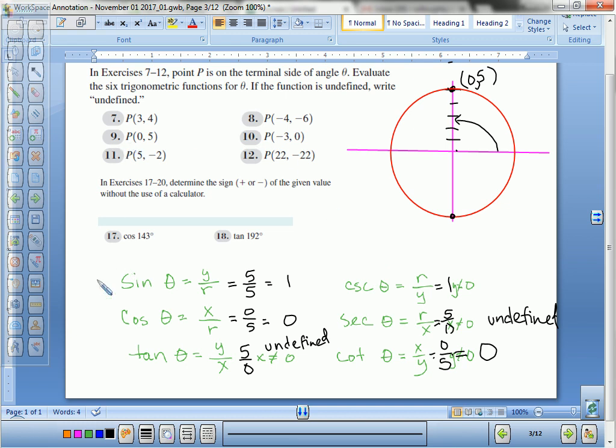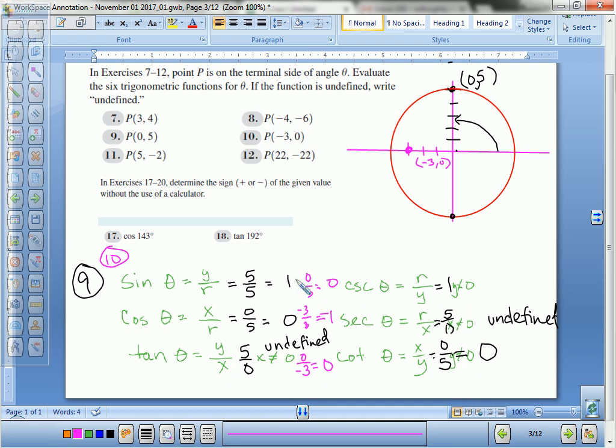Okay? So, does that make sense for number 9? Yeah. All right. Well, number 10 works the same way. Okay? So, let's take a look at number 10 now. Number 10 is the point (-3, 0). So, if it works in a similar fashion, sine would be 0 over, what's the radius? 3. 3, so it'd be 0. Cosine would be -3 over 3, which is -1. Tangent would be 0 over -3, which is 0.